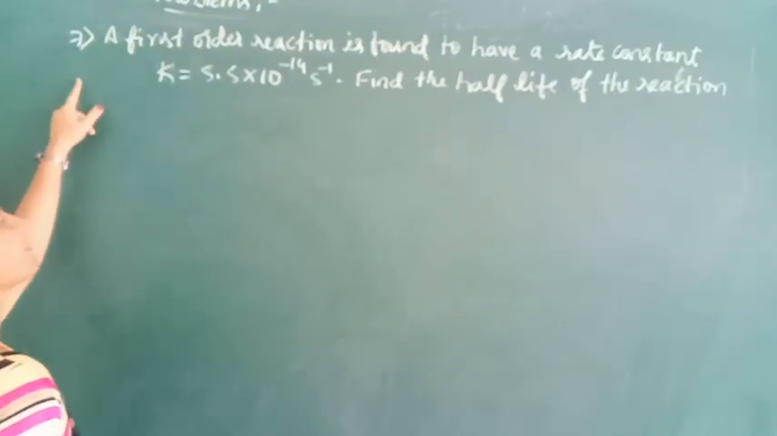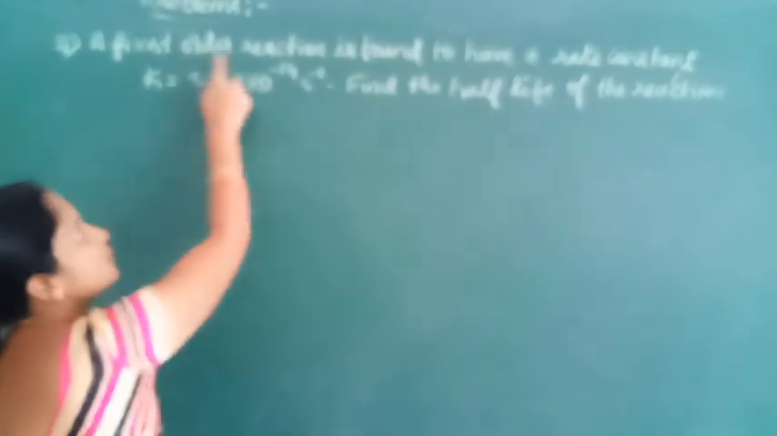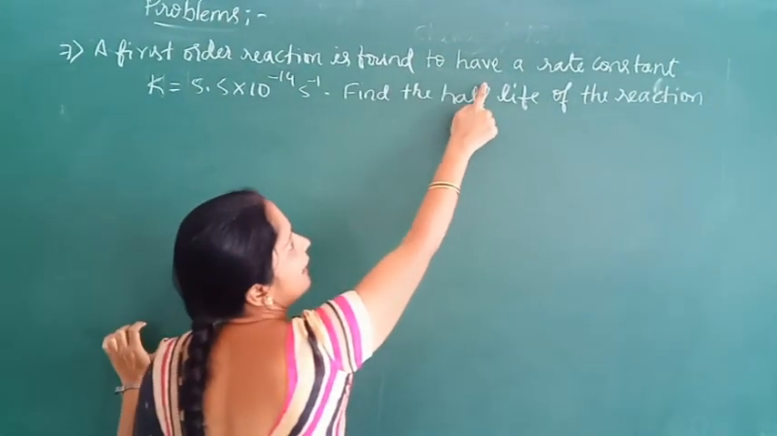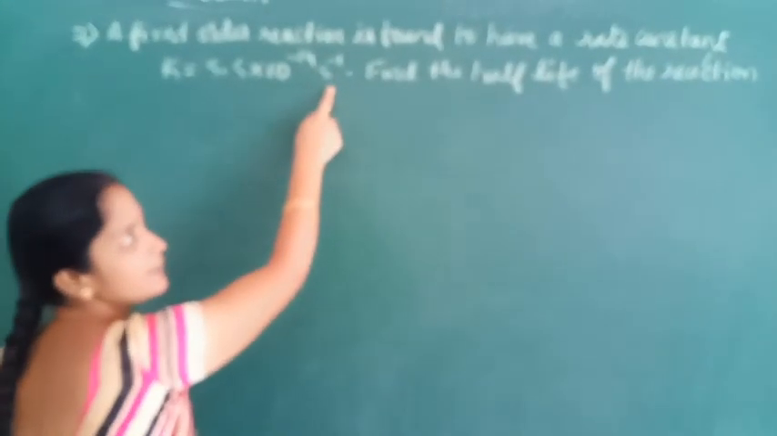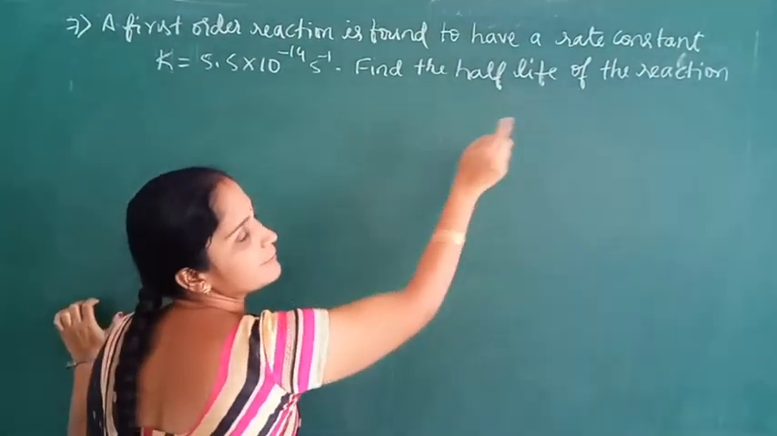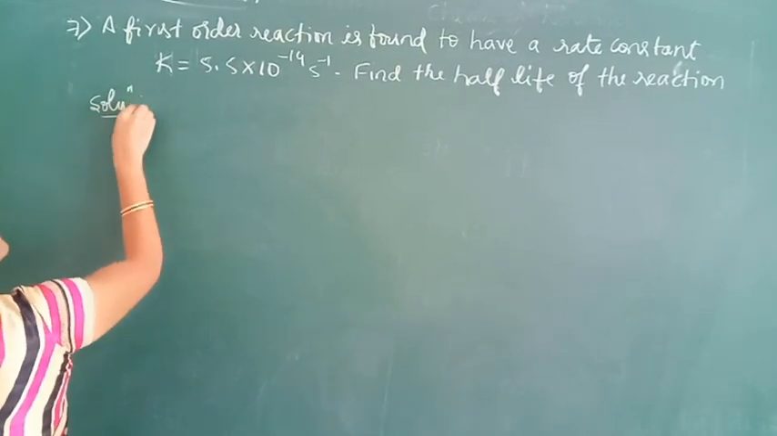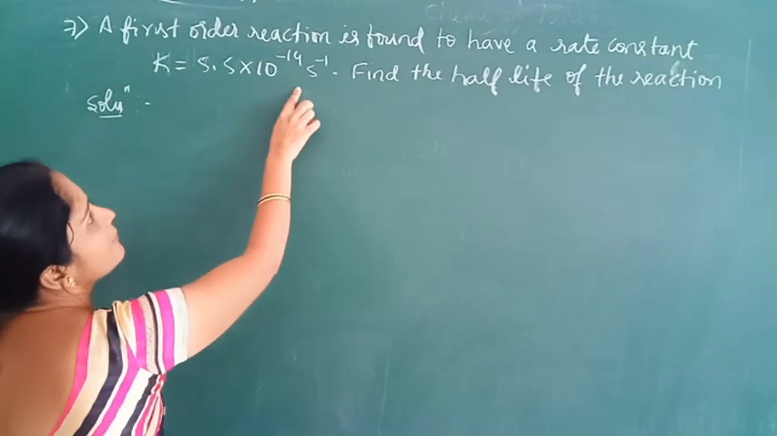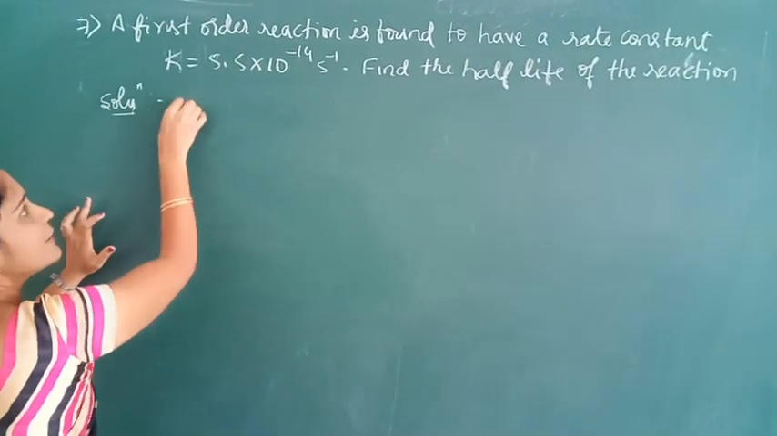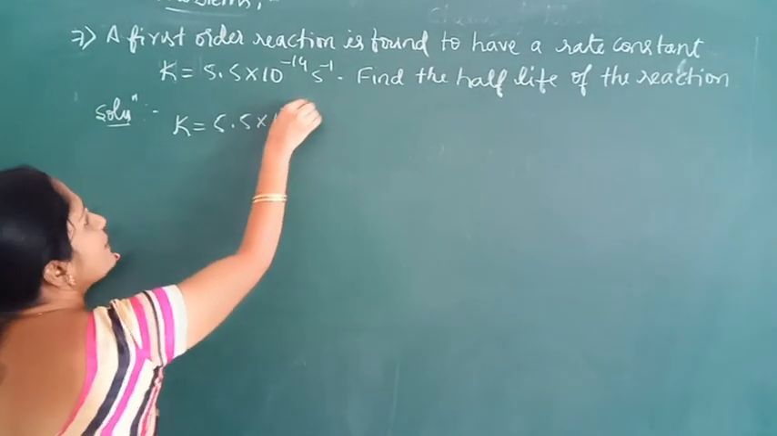Next problem, the seventh one, is a first order reaction. A first order reaction is found to have a rate constant K equals 5.5 into 10 power minus 14 per second. Find the half life of the reaction. So solution: here they have given the rate constant for a first order reaction, that is K equals 5.5 into 10 power minus 14 per second.